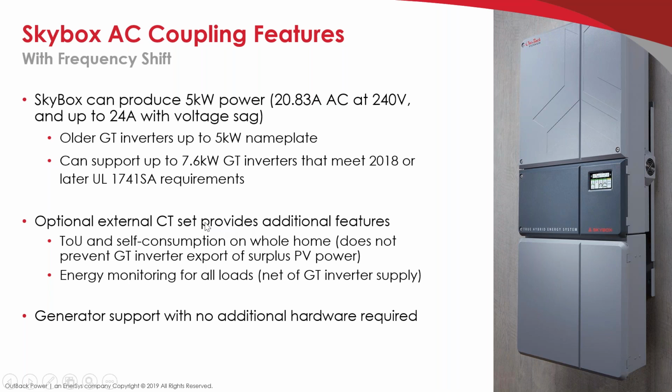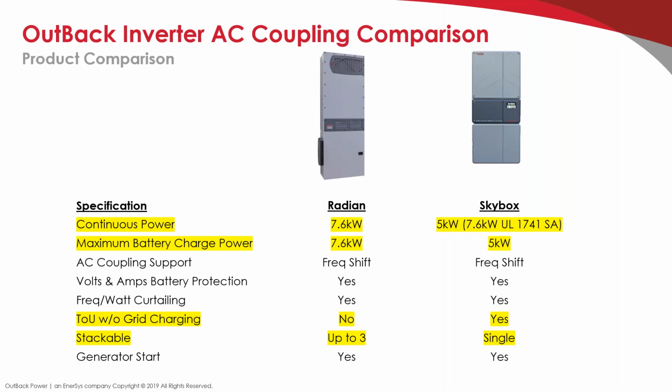There's an optional external CT, which I've already talked about. So when you're grid connected, you can take advantage of some self-consumption options. Okay, so comparing them, AC coupling continuous power for the Radian is up to 7.6 kW. With the Skybox, you can connect a 7.6 kW inverter as long as it's UL 1741 SA, so we can curtail it if it ever exceeds 5 kW. Otherwise, the limit's 5 kW. The maximum battery charge power is 7.6 kW, and 5 kW with the Skybox. They both do frequency shift and protect on voltage and amps, over voltage and over current.